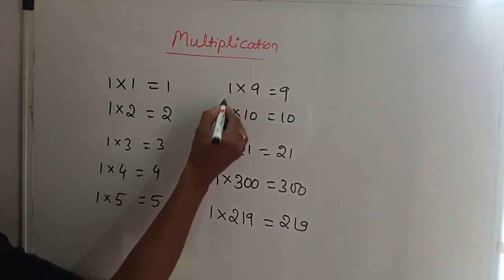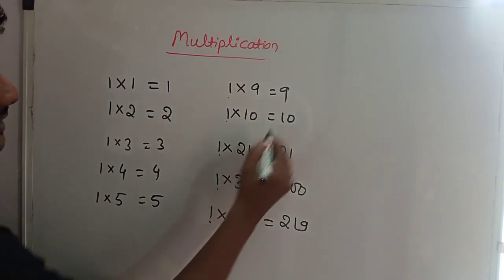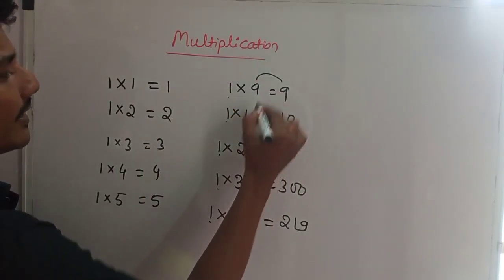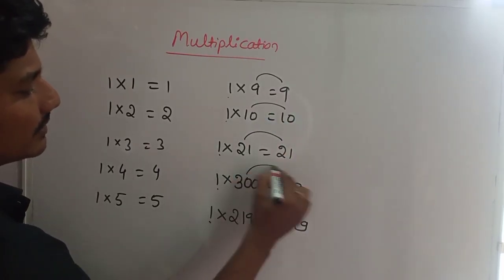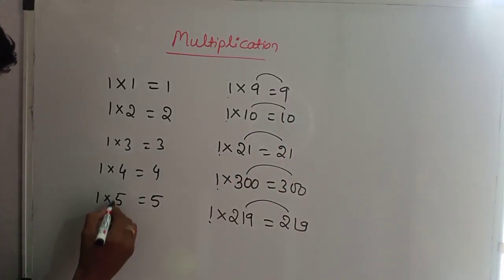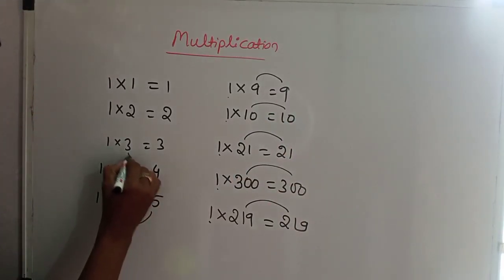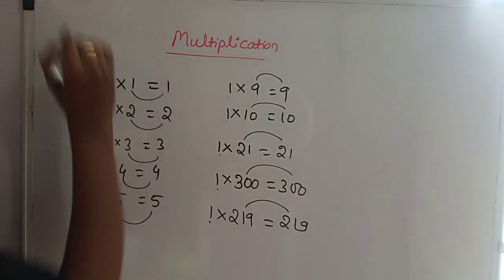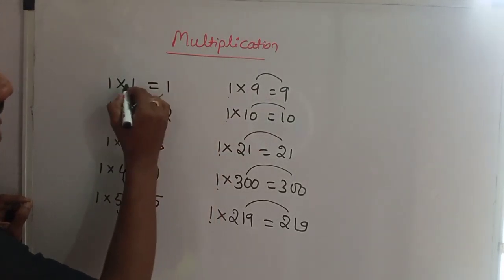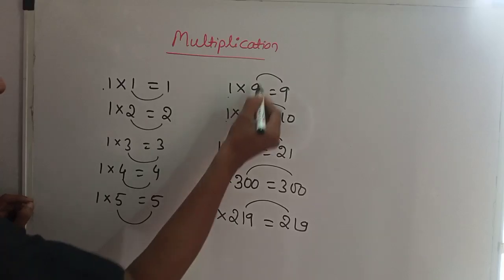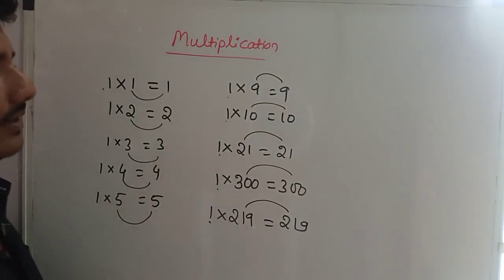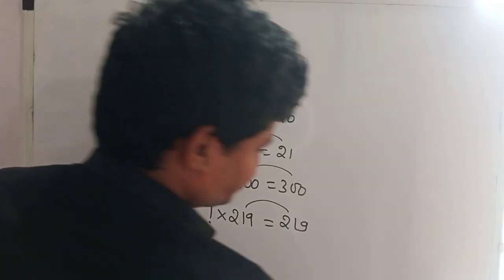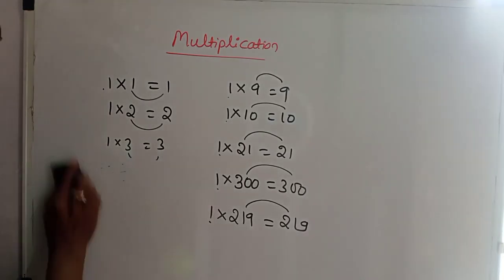Whenever you multiply any number with 1, the number remains same. Whichever number you are multiplying, the same number remains. Here also 5, 4, 3, 2, 1. Whenever you multiply a number with 1, the number remains same. Remember that. Here we go with the next set of numbers.